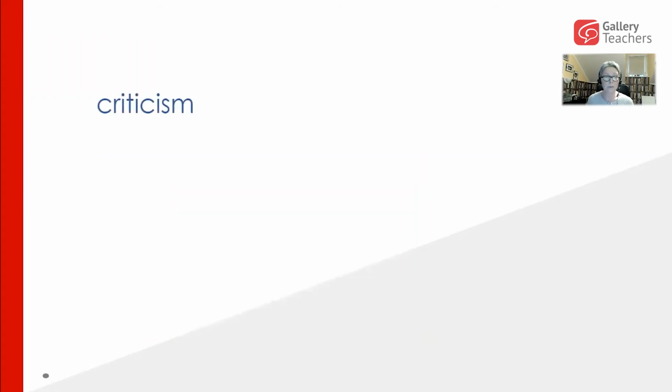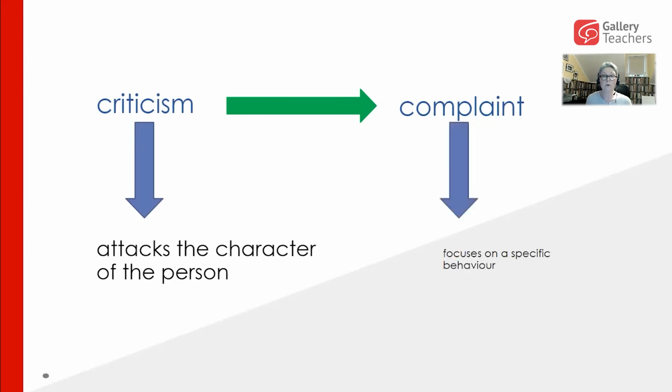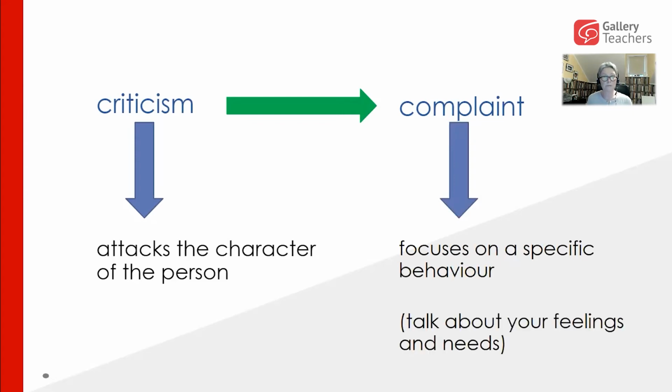The first rider of the apocalypse is criticism. And this is a communication style in which we attack the character of the person. The antidote to criticism is complaining without blaming. This is also sometimes referred to as legitimate complaint or constructive complaint. When we complain without blaming, we focus on a specific behavior and we talk about our feelings and needs. And this will probably remind you of some of the practical do's and don'ts of giving feedback that we discussed in the first session of this series.